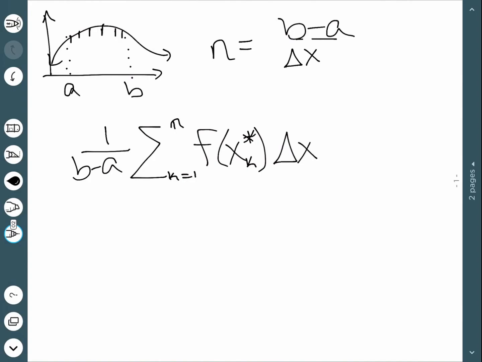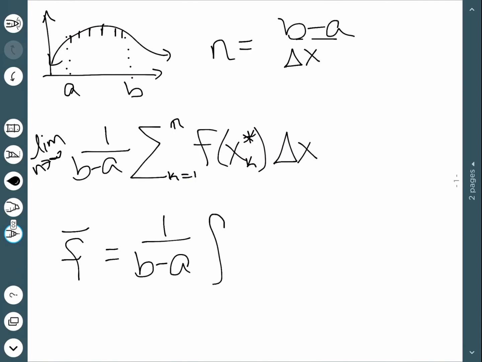But like I said, we keep wanting to take more and more, so we're going to try to take the limit of this thing as n goes to infinity. And when we do, the limit of an infinite sum like this is the integral from a to b of f of x dx. We do still have this 1 over b minus a out front.